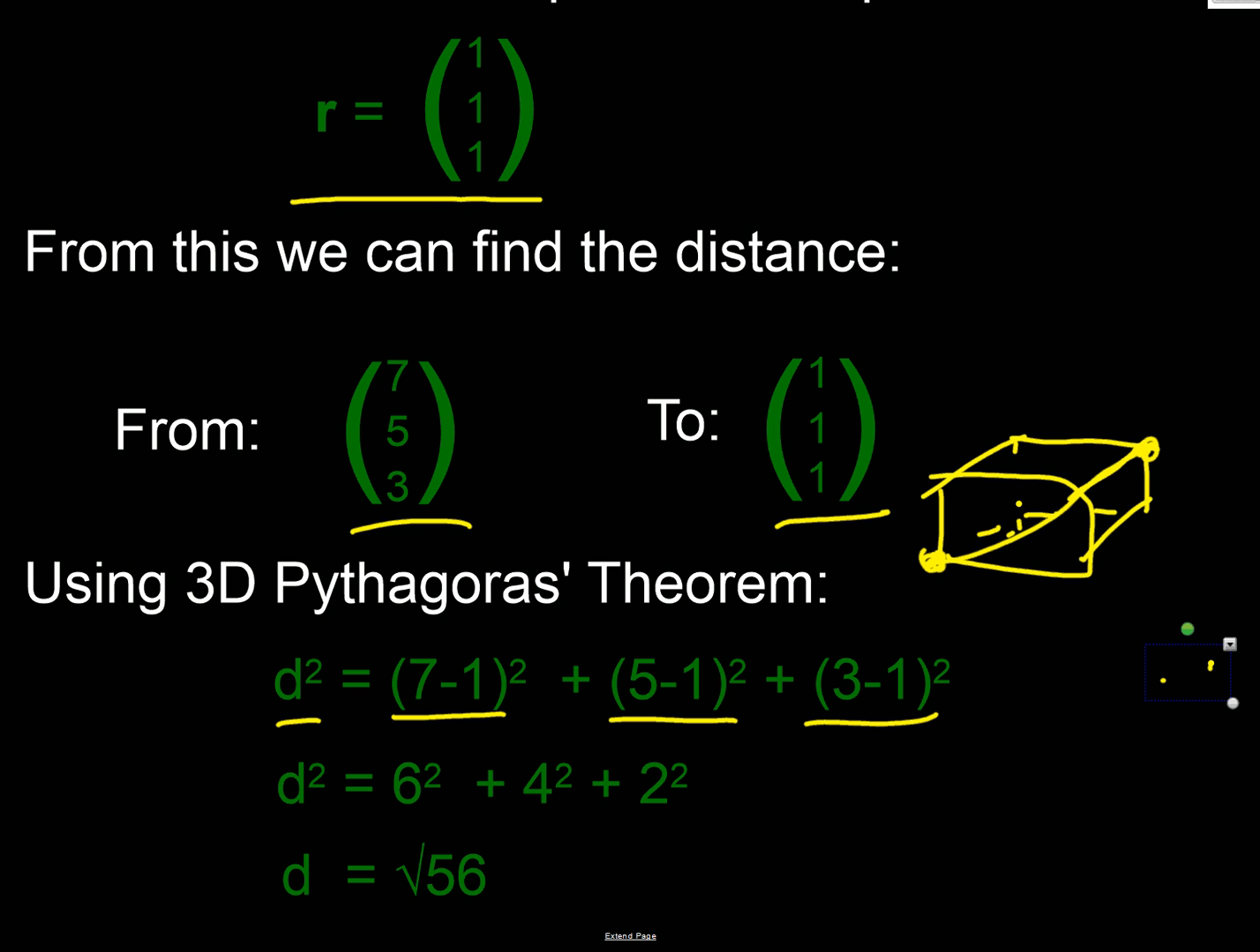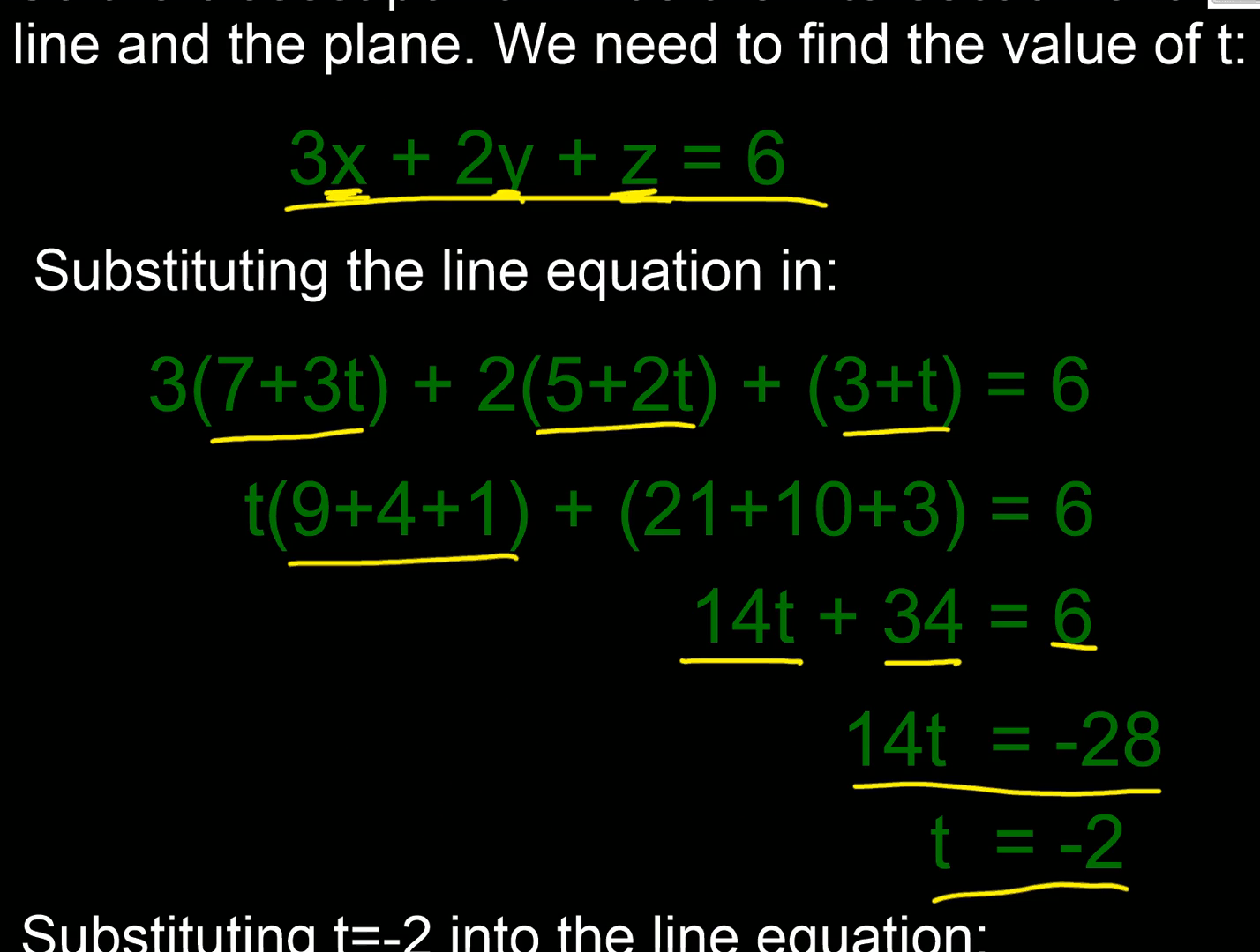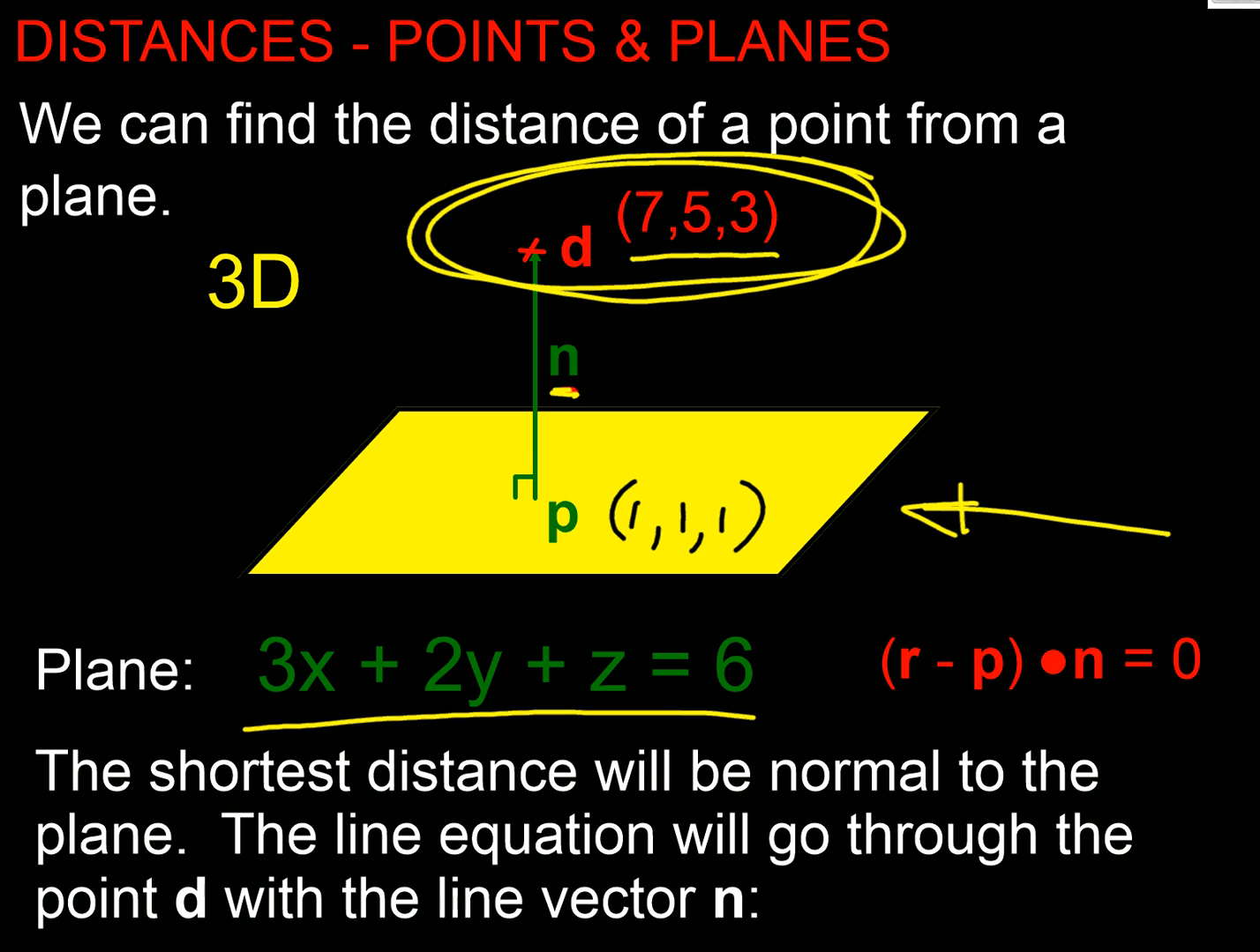So we've got d squared is going to be 6 squared plus 4 squared plus 2 squared. I believe that's 56, and therefore d is the square root of 56. And so by using the fact that we know the normal, that the shortest distance from a point must be straight down the normal, we can find our nearest point on the plane, and we can find the distance between those two points using 3D Pythag.